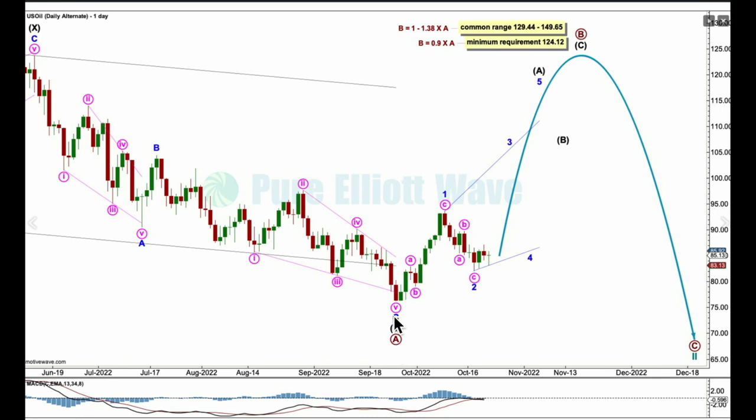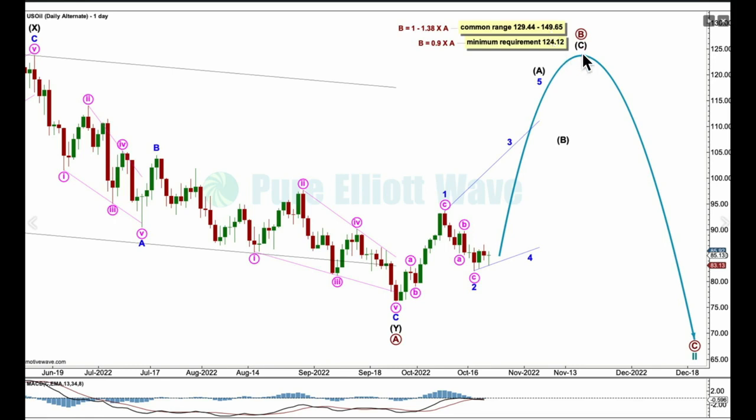Primary A may be over here as a double zigzag. Primary B, within a flat correction of cycle 2, must retrace a minimum 90% the length of A. That would be achieved at 124.12. The common range for a B wave within a flat is from 1 to 1.38 the length of wave A, giving us an expected range for this wave count from 129.44 to 149.65.